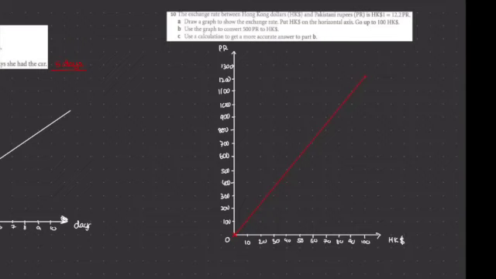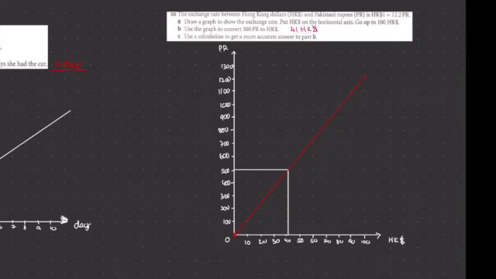And then it says use a graph to convert 500 Pakistani rupees into Hong Kong dollars. So let's try to do it. 500. Let's say perhaps it's like 41-ish, plus or minus. 41 Hong Kong dollars.